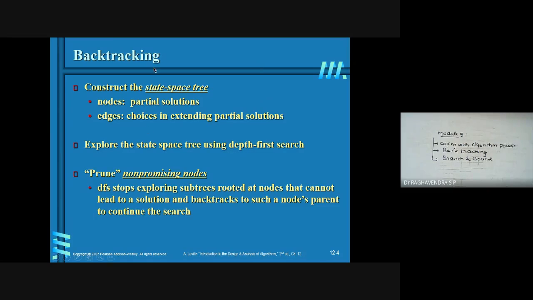Next, the nodes are called partial solutions, and the edges can be considered as choices, meaning the ways in which we can extend the solution.